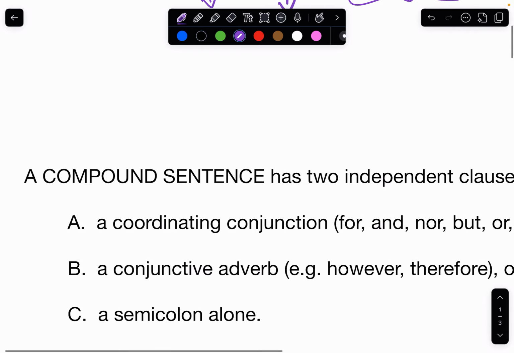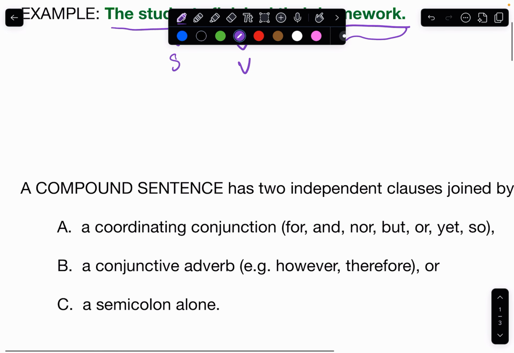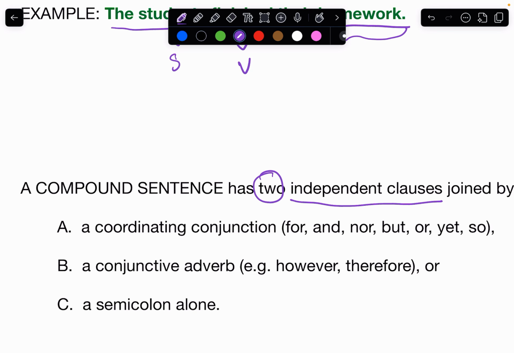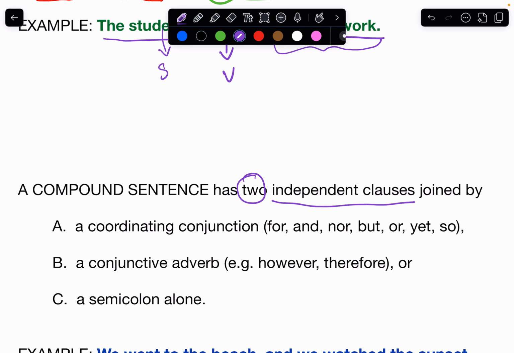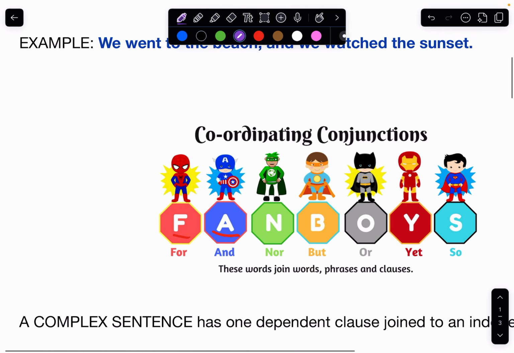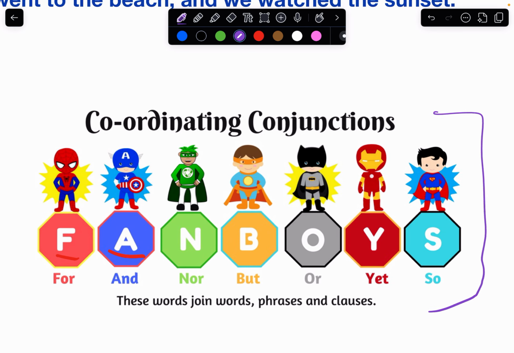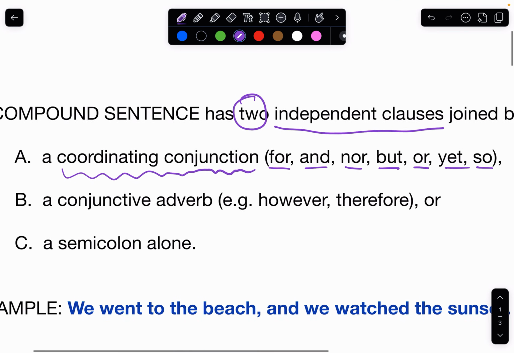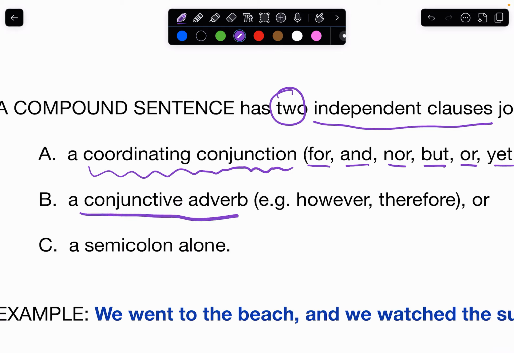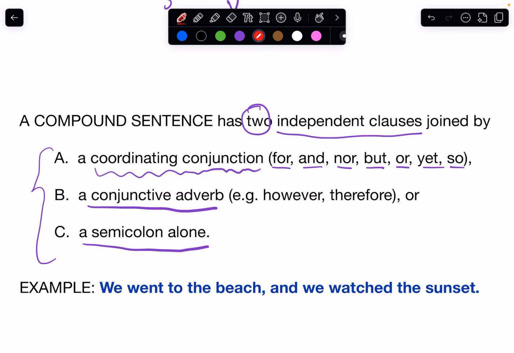Okay, now the next one is a compound sentence. Compound sentences have two independent clauses, and they're usually joined by a coordinating conjunction. So things like for, and, nor, but, or, yet, and so. If you don't know the common coordinating conjunctions, you can look at the acronym FANBOYS, and this will help you to remember them. It helps to join sentences and phrases. The next option is a conjunctive adverb and then a semicolon. So the independent clauses can be joined by any of these.